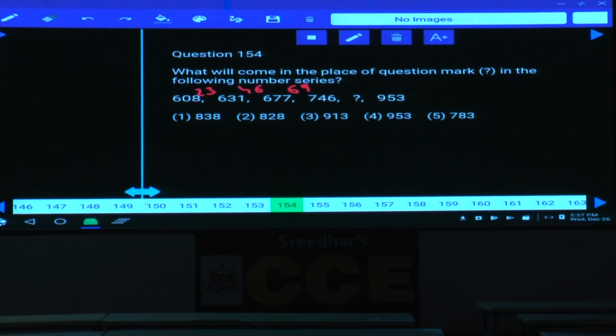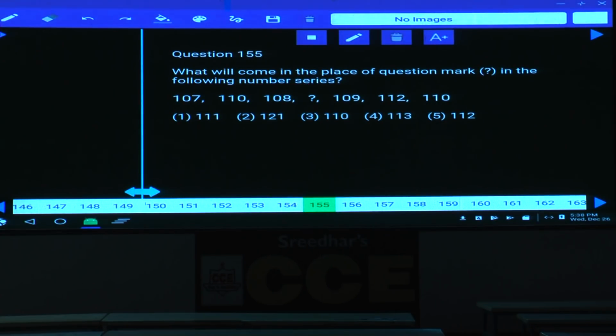Next one, 46 and 92. What is 92 here? After 92, 8 should be subtracted, and that is 38. Choice 1 is the answer. And this is about question number 154, choice 1. Multiples of 23 are added, 23, 46, 69, 92 and so on.